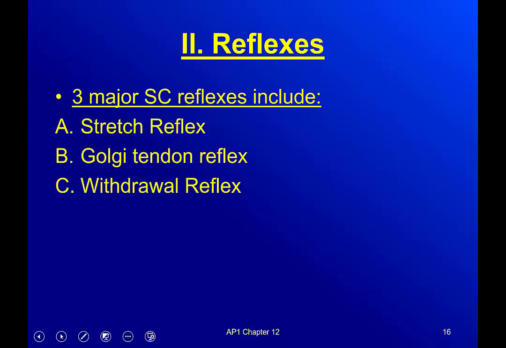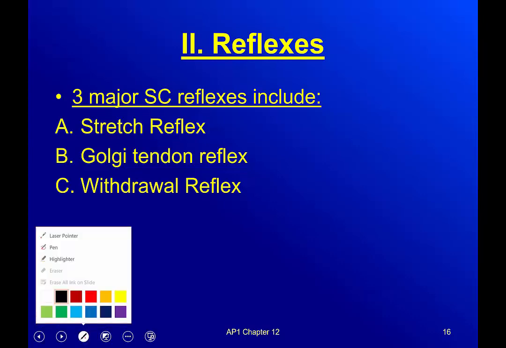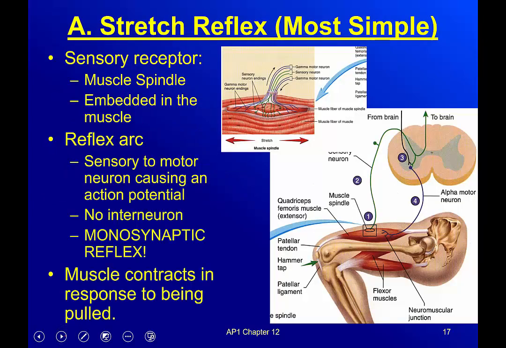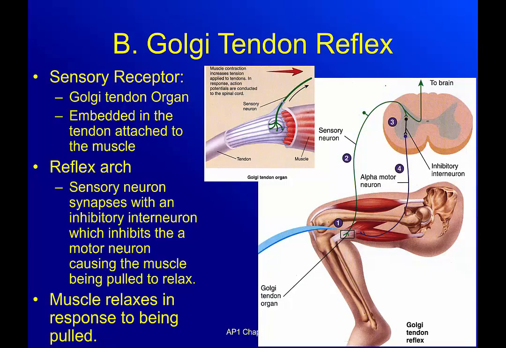So let's talk about three major spinal cord reflexes, okay? They include the stretch reflex, which is kind of our simplest one, the Golgi tendon reflex, and the withdrawal reflex, which is kind of our most complex. So, the stretch reflex. So we had our receptor.